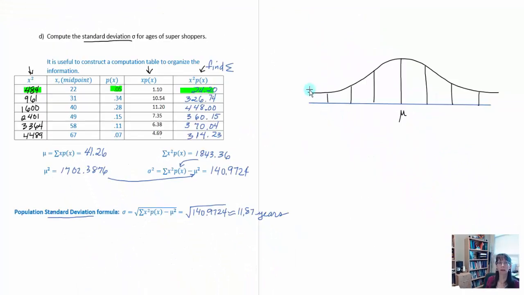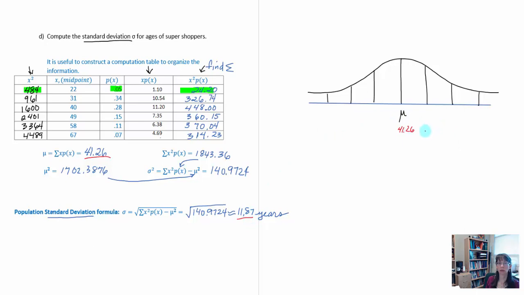Now that we have our distribution drawn and the standard deviation bars marked, we can place the values under the curve where they fall. We know that mu represents the expected value. So let's place 41.26 under the curve. Now we'll use the standard deviation to label the other x values under the curve. The standard deviation is 11.87.